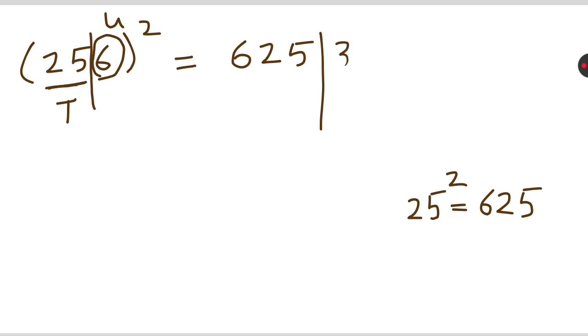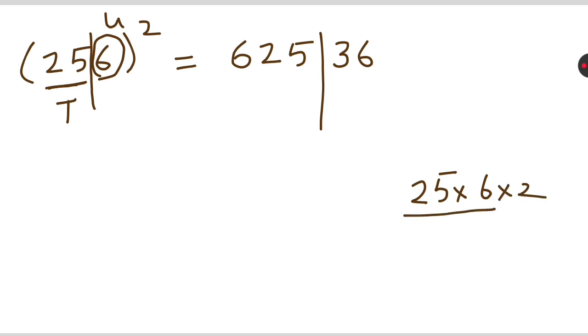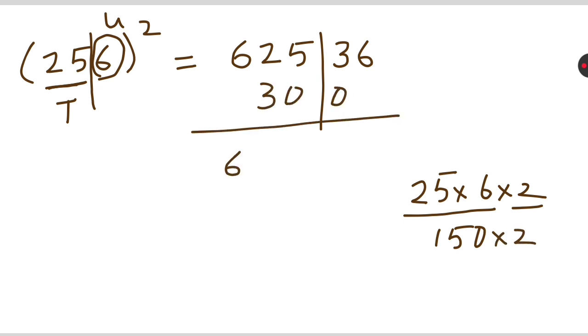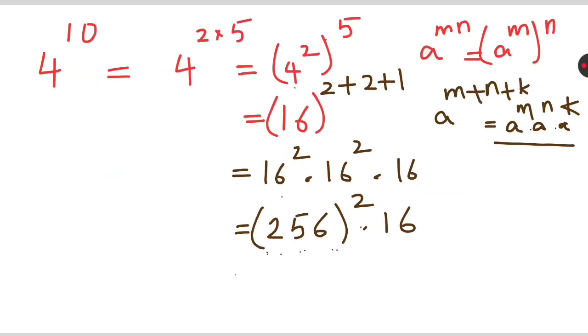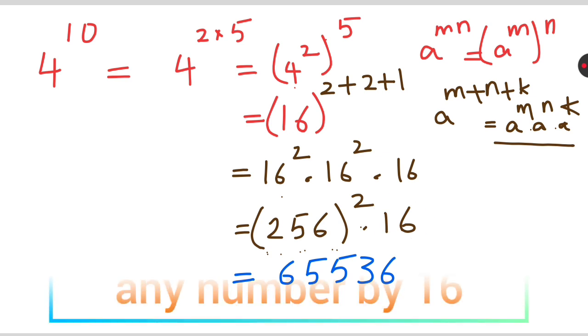6 squared is 36. As a second step, you have to multiply all the numbers. What we have is 25, and then 6, and 2. 25 times 6 is 150. 150 times 2 is 300. So just write 300. After adding all these numbers, you will get 65536. That is the square of 256. So 256 squared is 65,536. And still we need to do times 16.